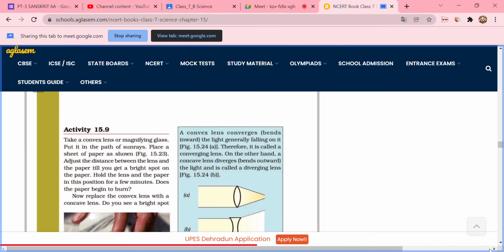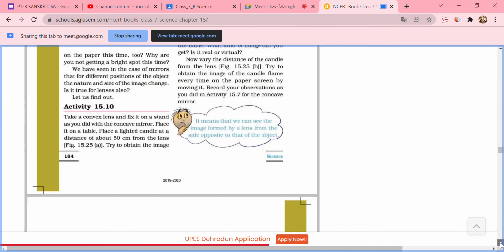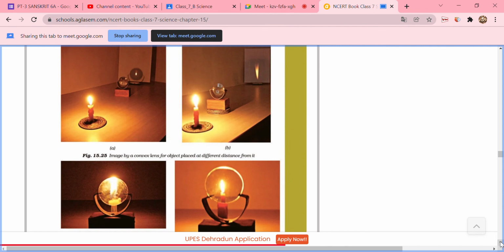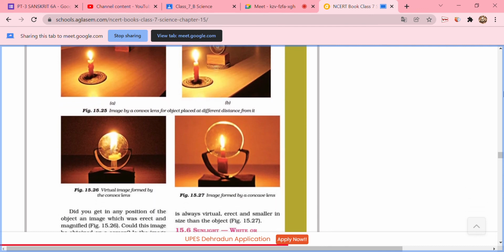It means that we can see the image being formed by a convex lens.